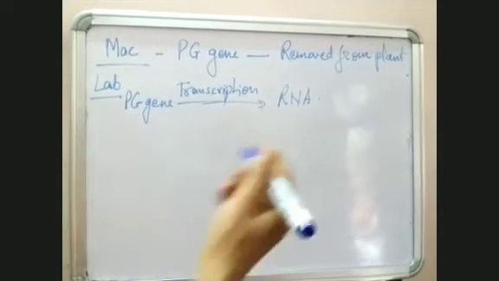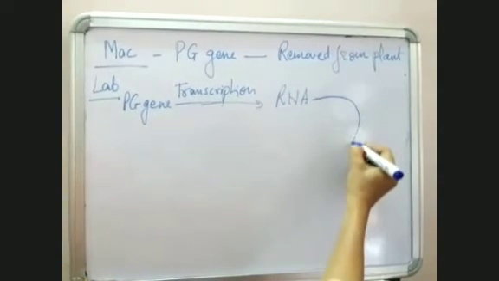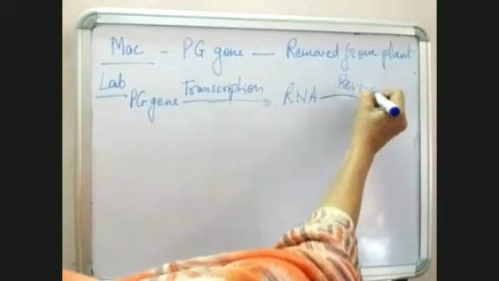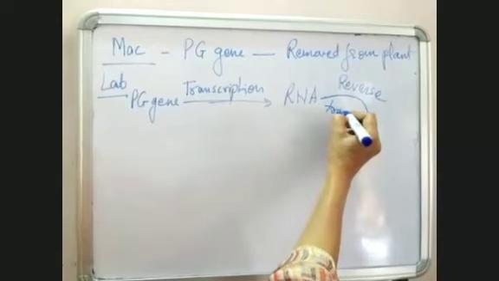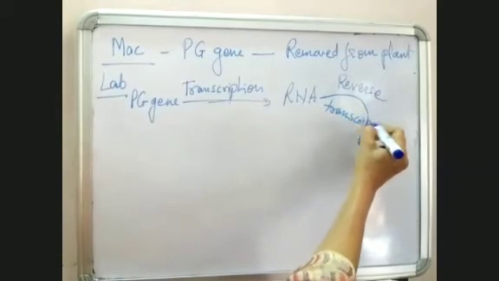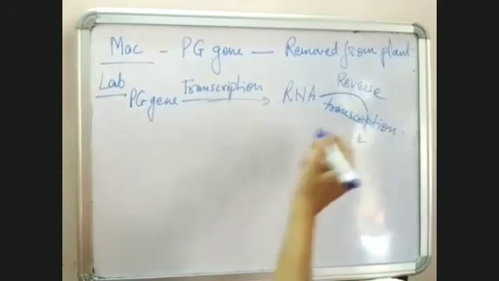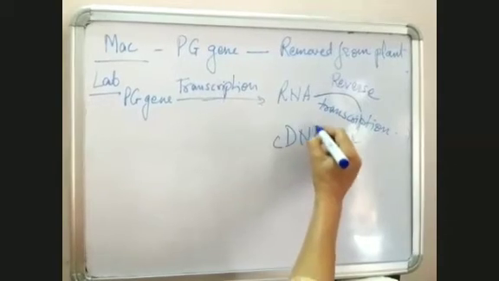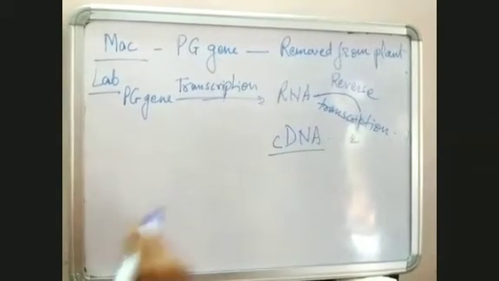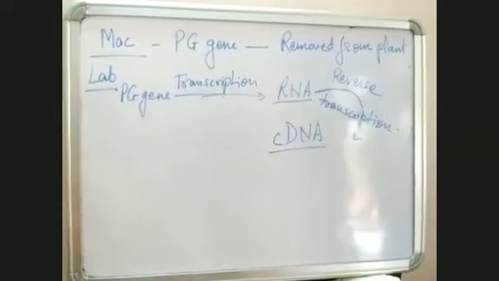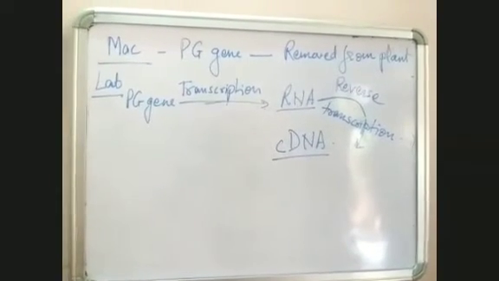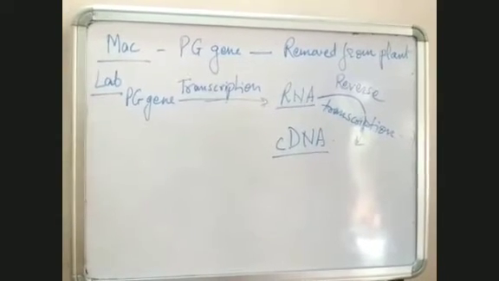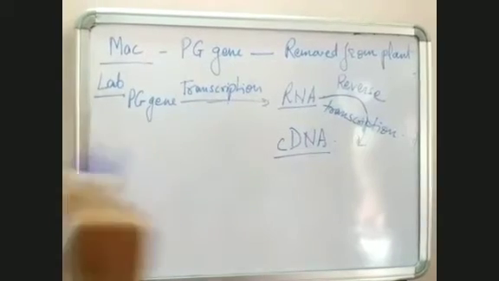Now this RNA was allowed to undergo reverse transcription. As a result, what was produced was complementary DNA. This DNA was complementary to this RNA. That means their nitrogenous bases were matching, their strands were matching. So this was complementary to this.